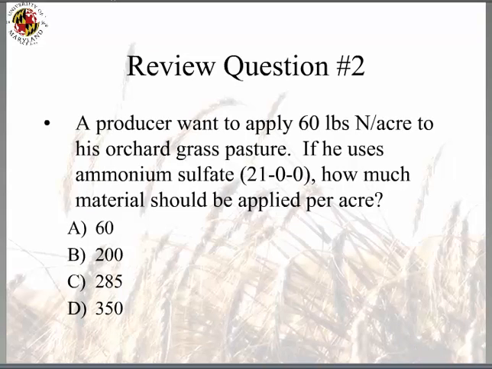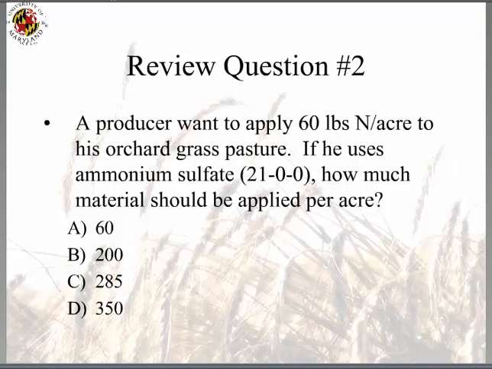Okay, how about another one? A producer wants to apply 60 pounds of nitrogen per acre to his orchard grass pasture. If he uses ammonium sulfate 21-0-0, how much material should he apply per acre? Okay, he wants 60 pounds of nitrogen and he's got a material that's 21%.